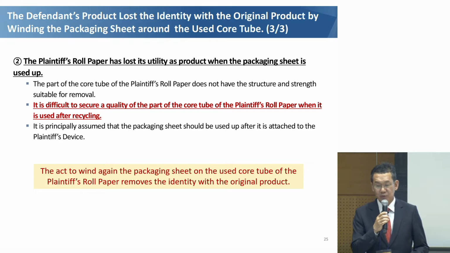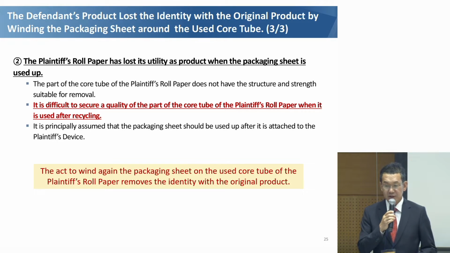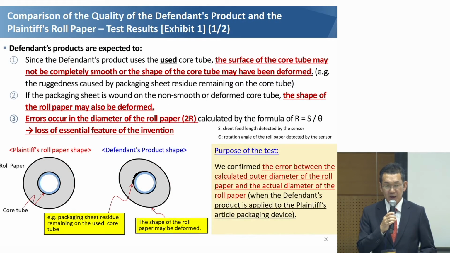Secondly, the plaintiff roll paper has lost its identity when the packaging sheet is used up because it is difficult to secure the quality of the part of the core tube of the plaintiff roll paper when it's used after recycling. I will present two key pieces of evidence from now. One is the test result. The purpose of the test is to confirm the error between the calculated outer diameter of the plaintiff product and defendant product.